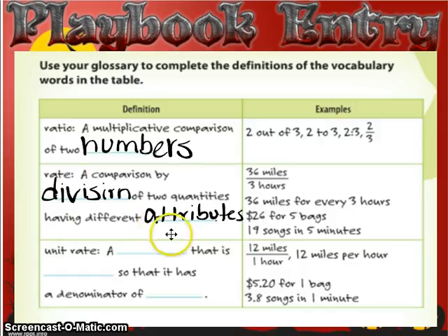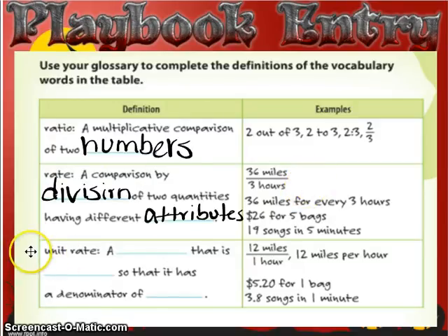Now, attributes just basically means characteristics. So you are taking two different things and comparing them. For example, you're taking 36 miles in 3 hours. Rates deal in measurement and time. So it's not just time that you're going to have rates. You're also going to have rates in measurements, which you will see later on this week, if not next week.